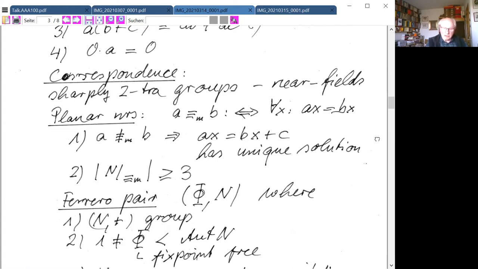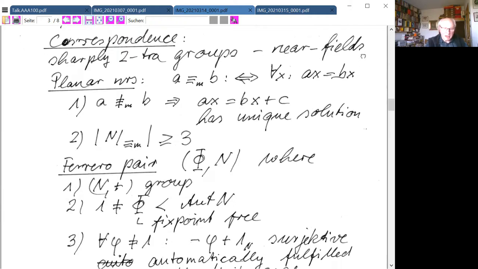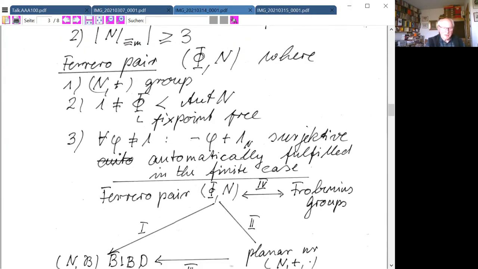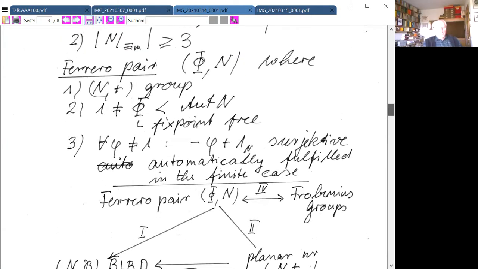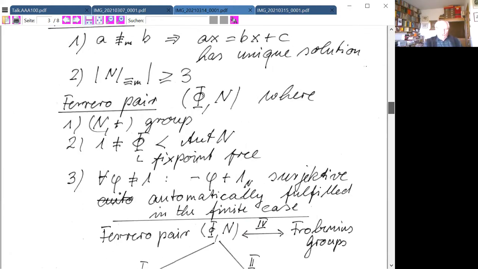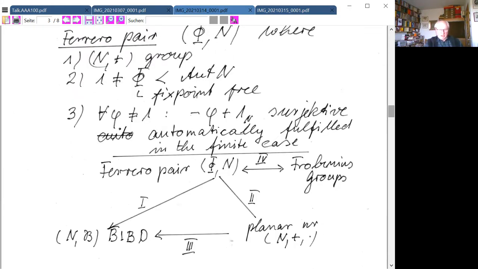A Ferrero pair consists of an additive group, which will be the additive group of the near-ring to be constructed, and a non-trivial group of fixed-point-free automorphisms of N plus, of course, and the additional condition that the sum of the identity and the automorphism on N is surjective.